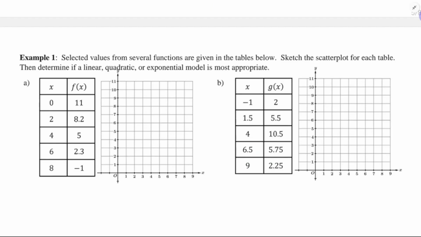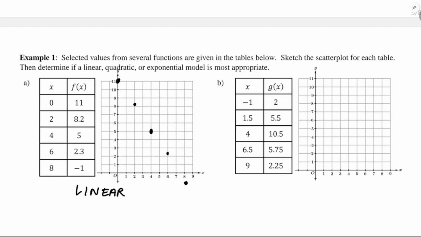Right, so this example is saying just make a scatter plot, plot the points, and think about what kind of relationship would be best based on the shape. So, okay, 0, 11, plot the point. 2 and 8.2, this is something that we're good at. 4 and 5, 6 and 2.3, and then 8 and -1, which goes a little bit off the grid. Okay, I see the pattern. This looks like a linear relationship. So I'm just going to say right here, linear, and move on.